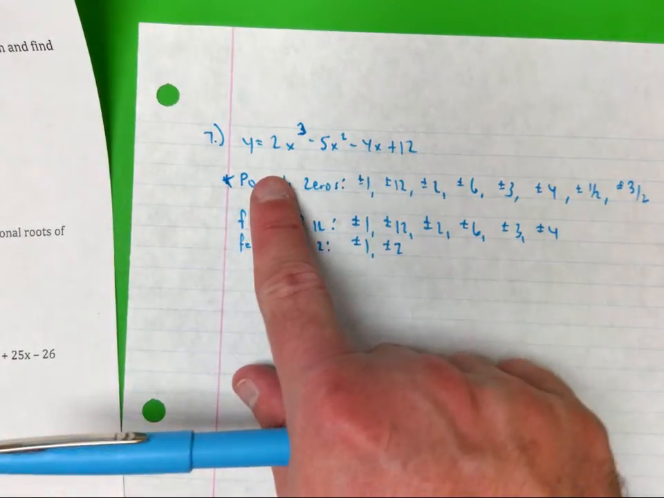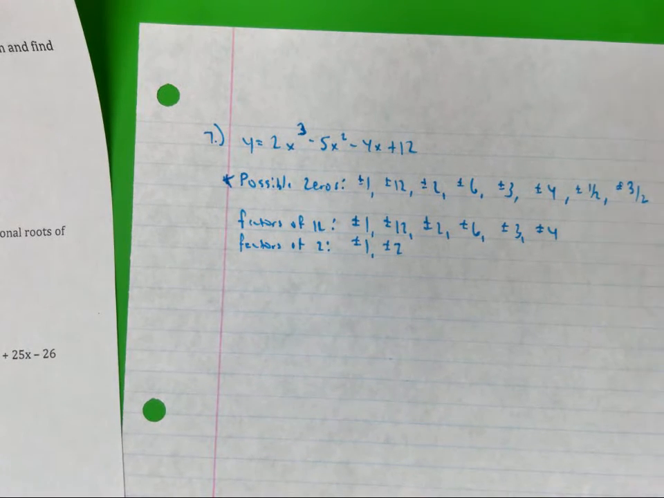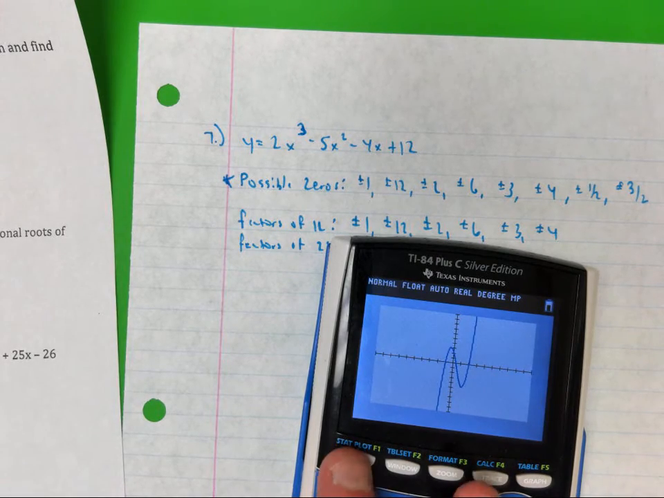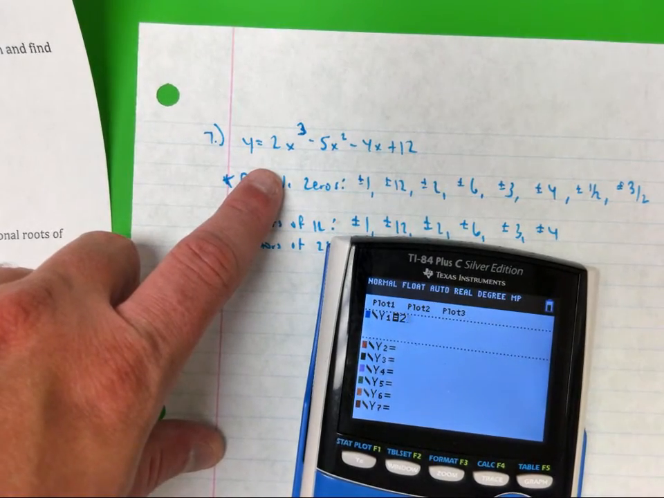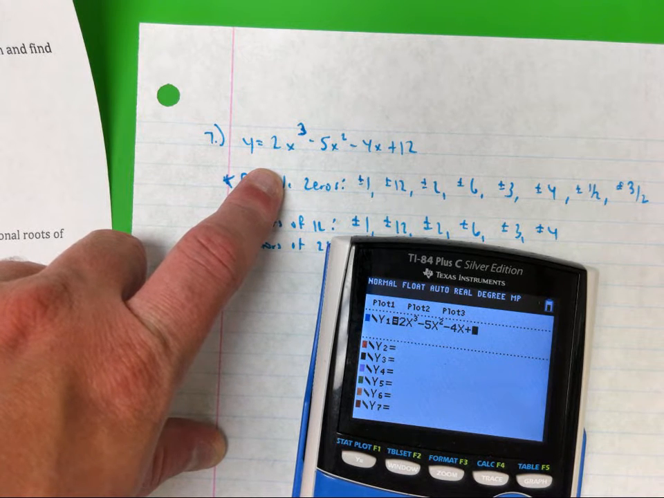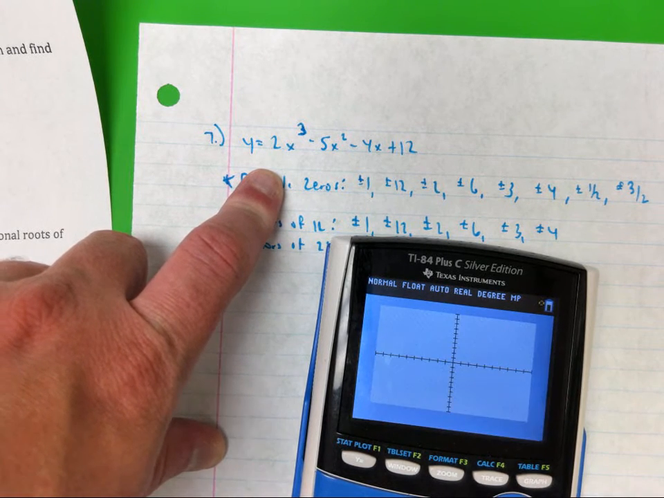Now I look at my original. Can I factor that? I cannot factor that. Now if you can factor that, go for it. That's what you want. But since we cannot factor that, you need to use the toolkit strategy I just taught you. We need to graph this. 2x cubed minus 5x squared minus 4x plus 12. Graph it.